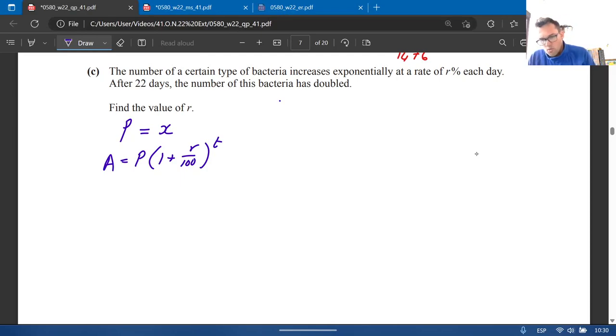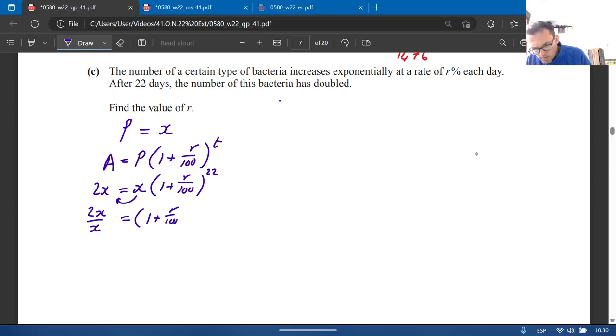What do we have, right? We said the principal is X. So the amount after 22 days will be 2X. R is the thing we don't know, but T is the amount of days, so that will be 22. All right, how can we solve this? Let's get rid of that X. So we divide the X on the other side. So 2x divided by x, we're left with 1 plus r over 100 to the power 22. So cancel the x's, we get 2.